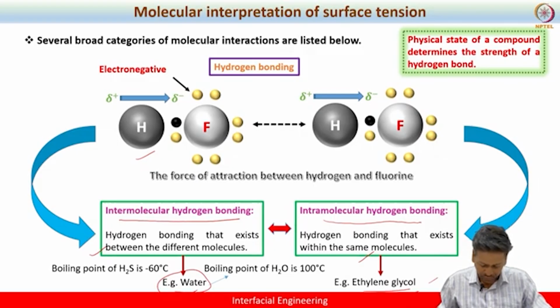Different molecules, okay? So you can understand the role of hydrogen bonding if you look at hydrogen sulfide and water itself. Because of the hydrogen bonding in the water molecule, you can see that the physical property is drastically changed, right? The boiling point of H2S and the boiling point of water are significantly different. It is because of the presence of hydrogen bonding.